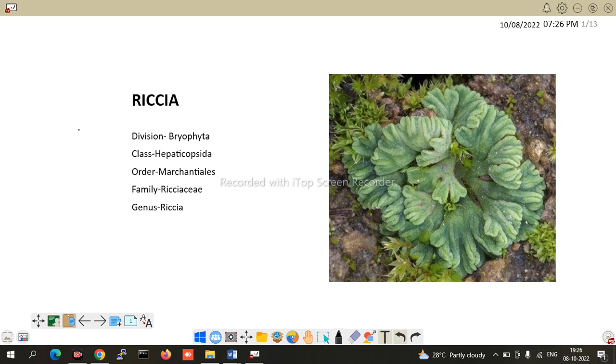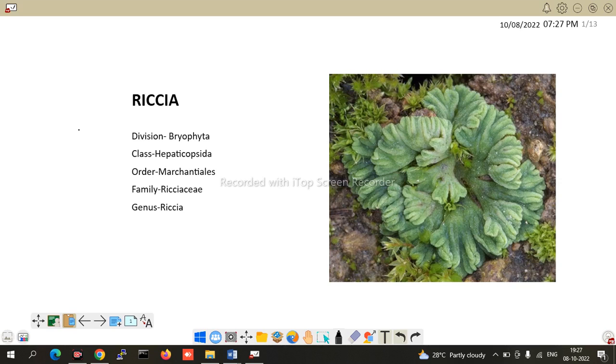First, the systematic position, that is the division Bryophyta. What does the division Bryophyta say? Bryophytes are the green plants, especially the land plants. So as Riccia is a land plant, it comes under division Bryophyta. Then class Hepaticopsida.